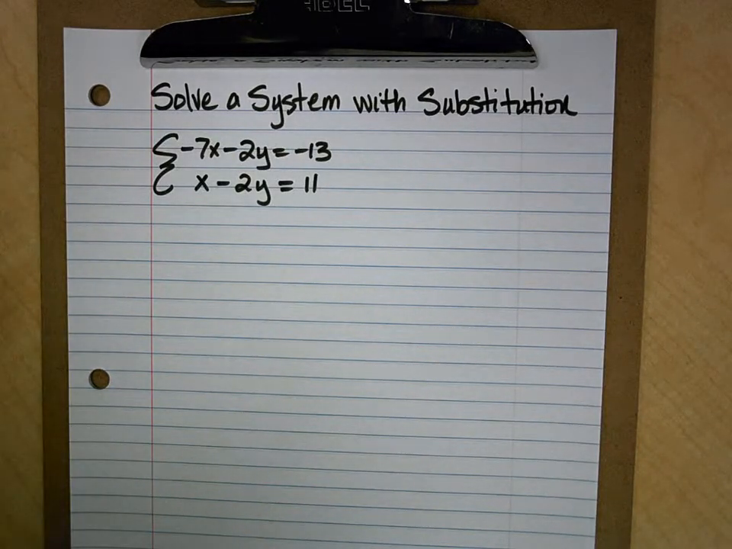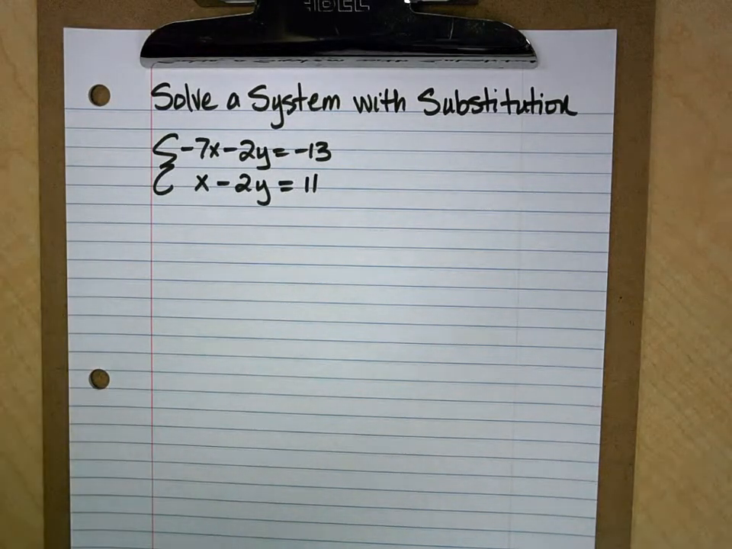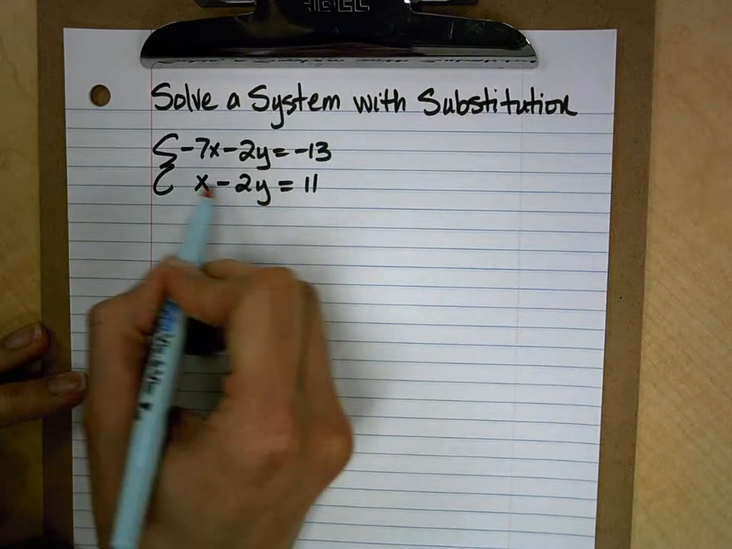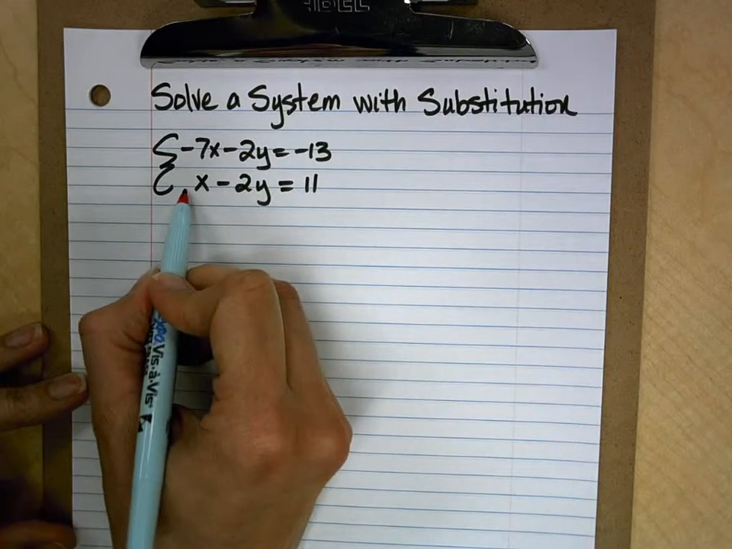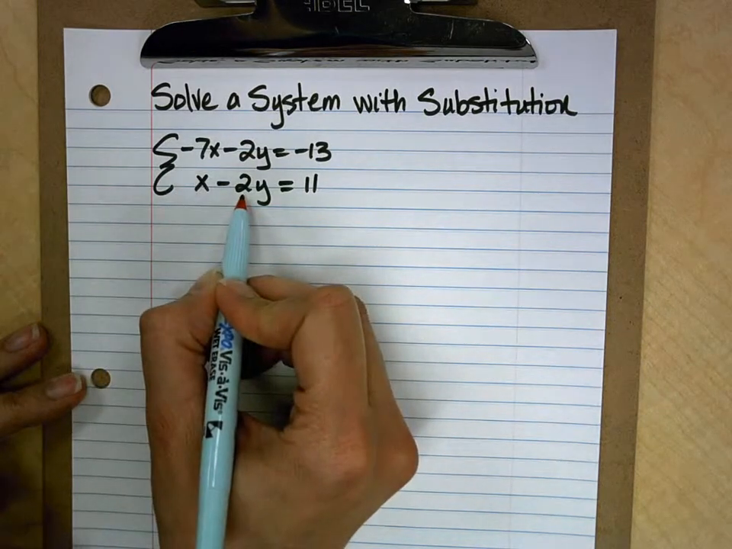All right, let's solve a system with substitution. The very first thing that you need to do is get one of the variables isolated. It could be x or y, it doesn't matter. But I'm going to choose this second equation here, and I'm going to isolate my x because there's no coefficient in front of it. So this will be easy to isolate by moving my 2y.